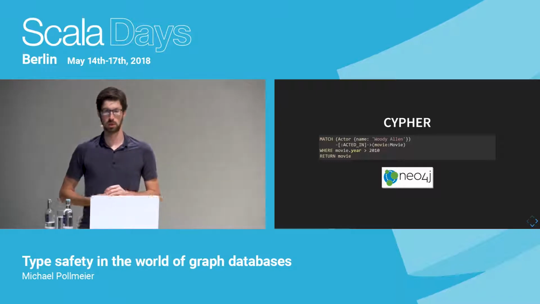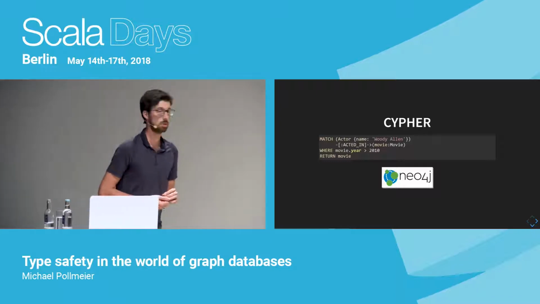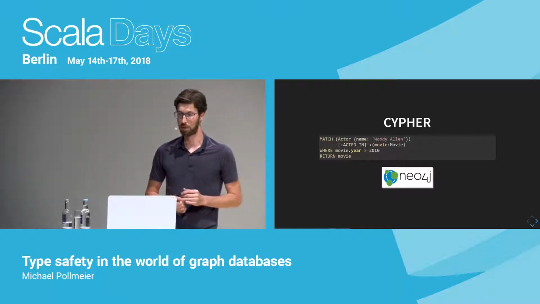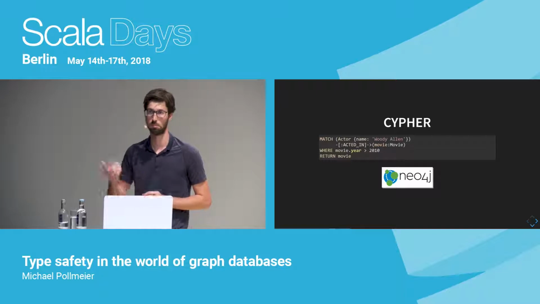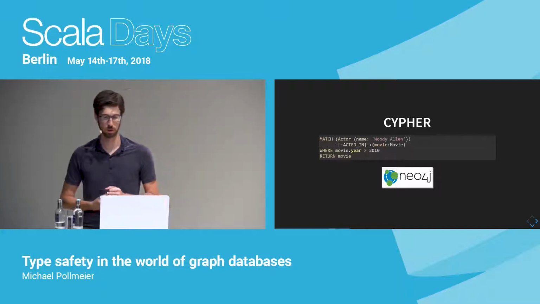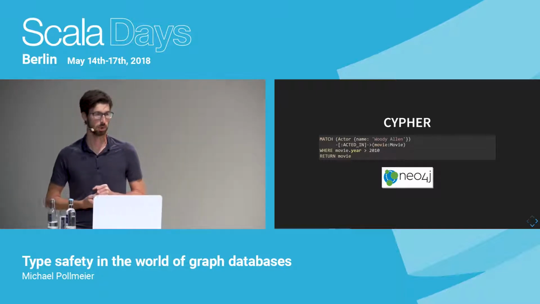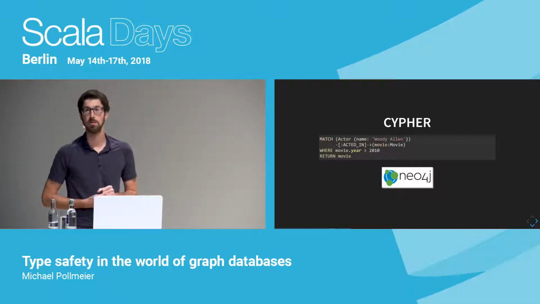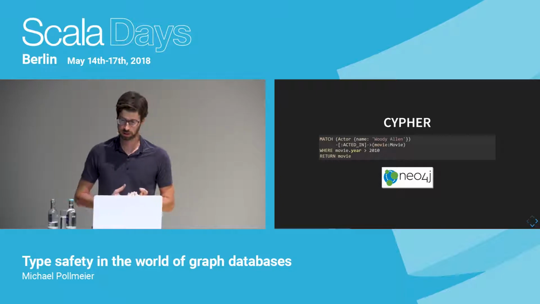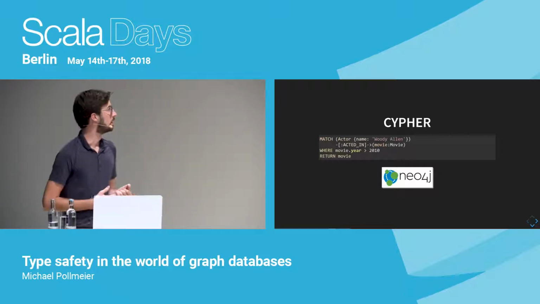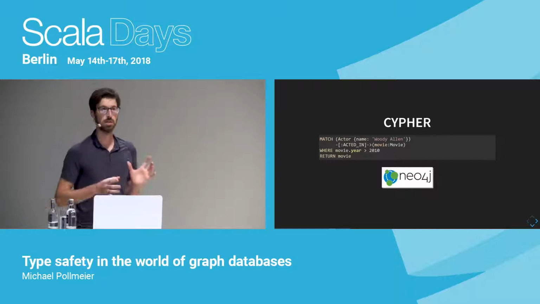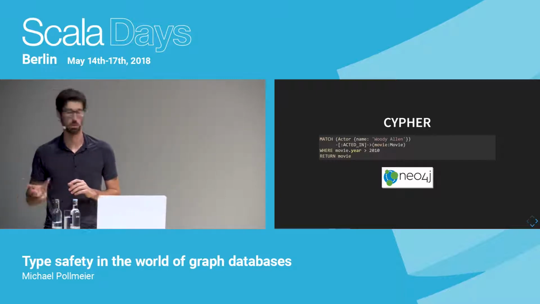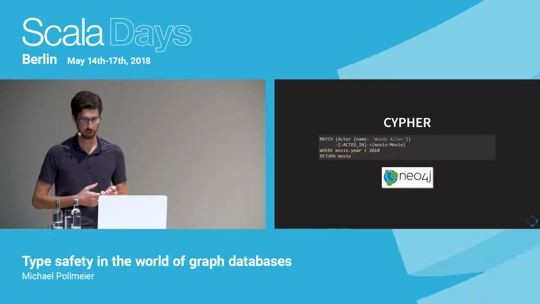So Cypher. Cypher was originally created by Neo4j for their graph database. It's one of the longest ones around. They're very popular, the most popular one. They've open sourced Cypher as an openCypher effort, and some other vendors adopted that. It's a declarative language, so the idea is you write your traversal just like you would draw it on a piece of paper. So that's really nice.